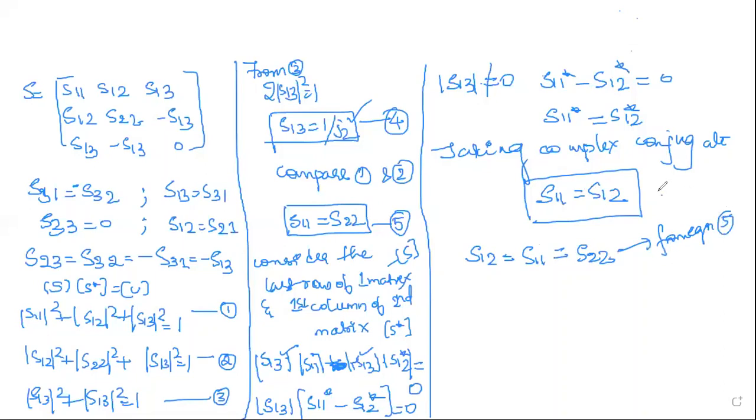You can give this as equation 6. And you'll be getting all the values, that is S12 is also equal to S11, which is also equal to S22, which I will be considering as equation 7.